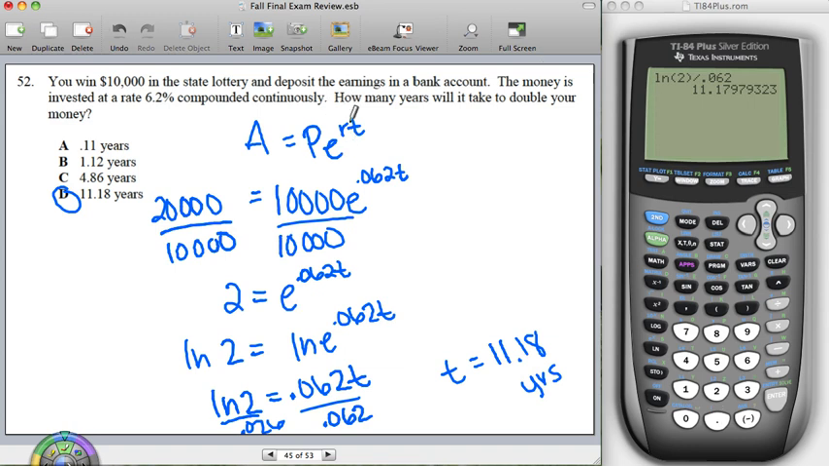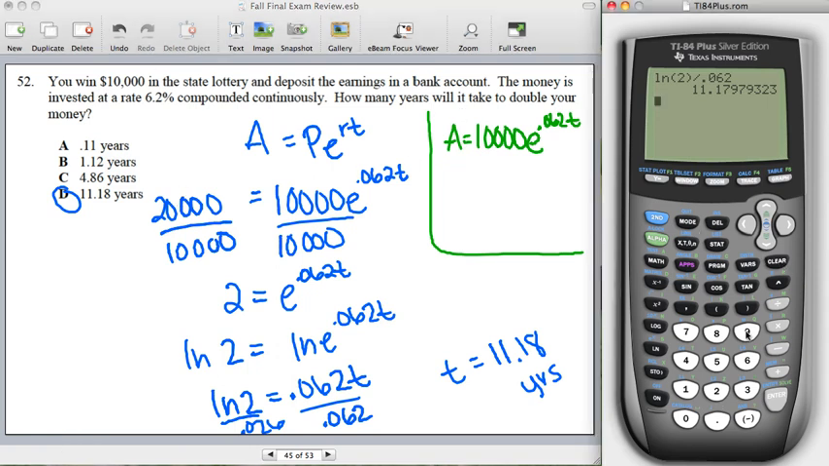Now, if you forget how to solve this and you know that you have to use this PERT formula, what you can do is set it up in green over here. I can set this up as 10,000 e to the 0.062t, and you can plug in the answer choices for t and see which amount ends up being close to 20,000, because you're trying to double it. So I have 10,000 e, so I'm going to hit second natural log, to the 0.062 times, we're going to try 0.11. Should give me something close to 20,000 if it's a solution.